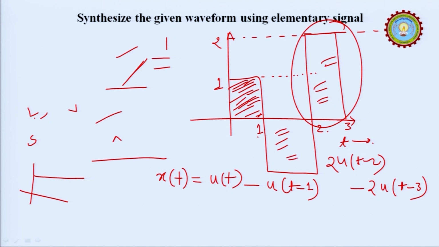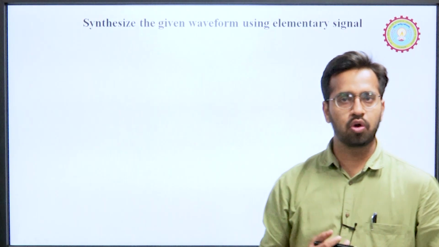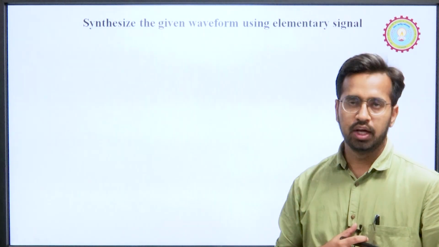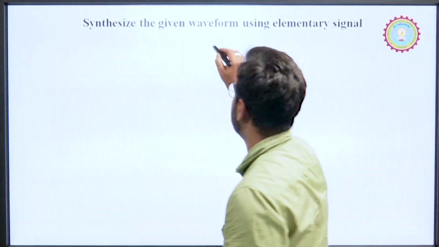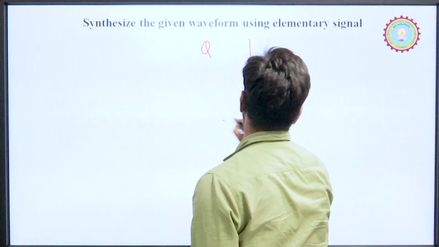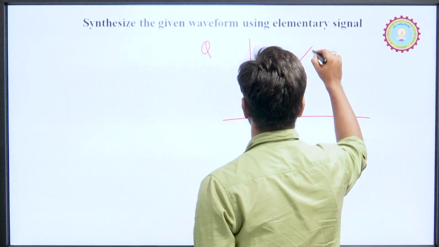So this is how we draw a waveform from unit steps. This is how we will do it. Now, let us take another example. Suppose we have something like this.